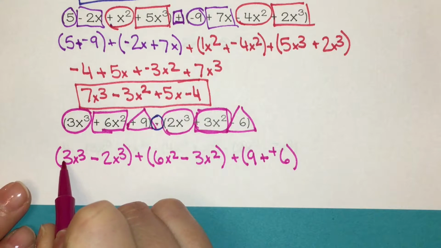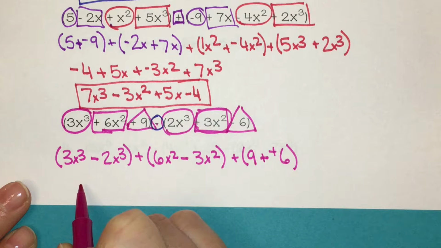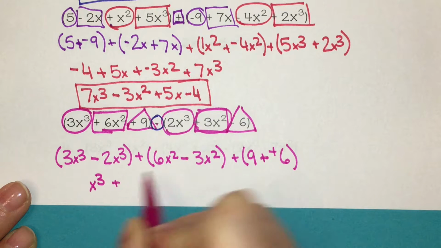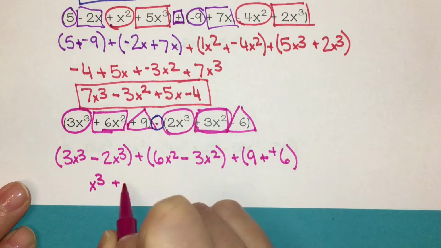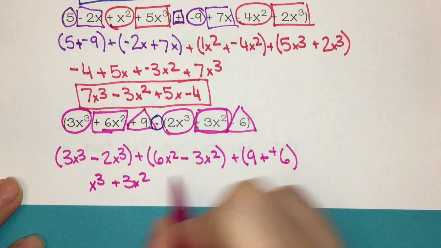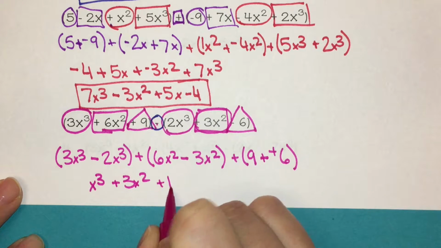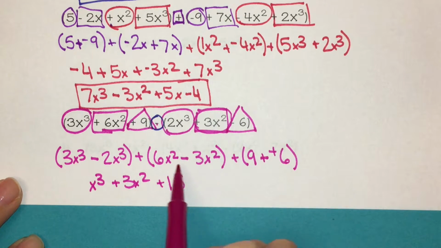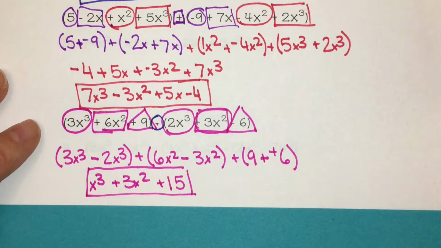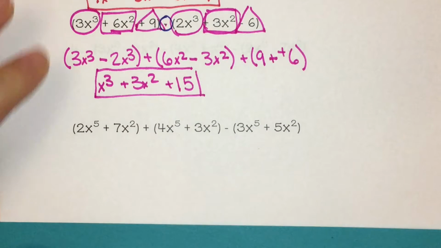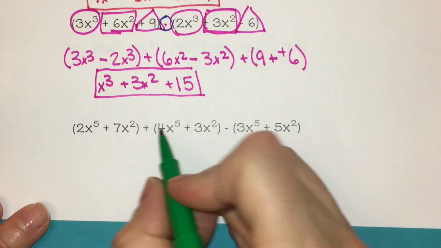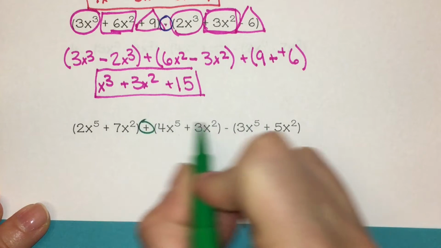So for the x cubed terms, 3 minus 2 leaves us with 1x cubed, or we can just write x cubed, plus 6x squared minus 3x squared. 6 minus 3 is 3x squared. And we have plus 9 plus 6 is 15, and it is in the correct order of degree. All right, this one's a little more complex because you're combining 3 polynomials. Here we're adding, here we're subtracting.